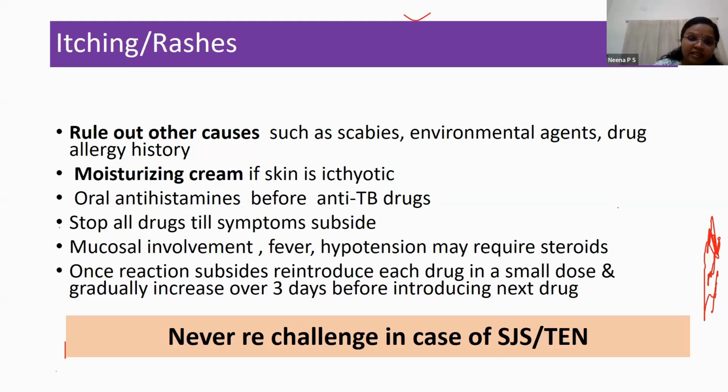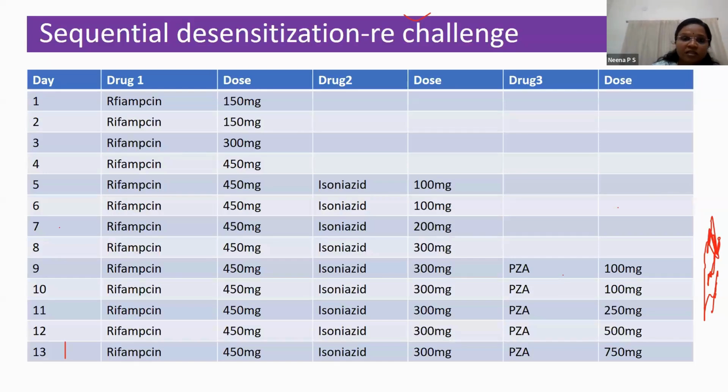Once the reaction subsides, you can try reintroducing each drug in a small dose and gradually increase it every 3 days before introducing the next drug. So one by one, you start and gradually escalate the small dose, and only after 3 days do you start the next drug. Never attempt re-challenge when there is Stevens-Johnson syndrome or toxic epidermal necrolysis. Now, this is just a model of how you challenge the drugs one by one, and a new drug has to be challenged only every 3rd day, gradually increasing the dose. Just a model of how you do it.